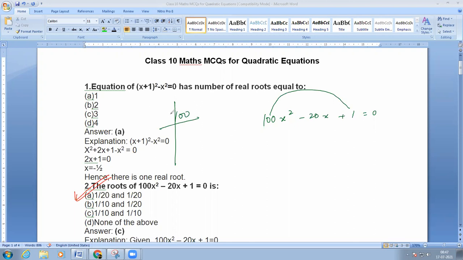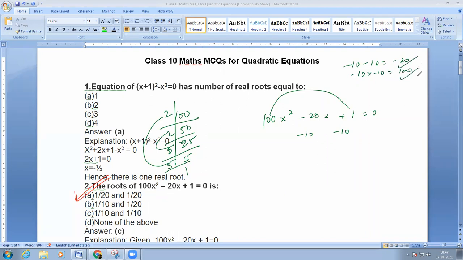Take out the factors of 100. That is 2, 50, 2, 25, 2. Sorry, now it is not divided by 2, not by 3. So we will divide by 5. So it will be 5, 5 by 1. So we have to create minus 20 with these factors. To create that, 5 into 2, 10, 5 into 2, 10. So we will write minus 10, minus 10. When we add minus 10 with minus 10, we get minus 20, and when we multiply minus 10 with minus 10, we get 100. That means our splitting of the middle term is correct.